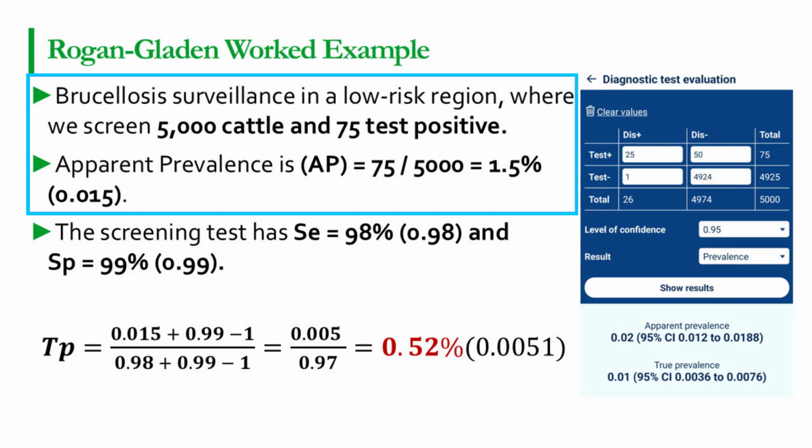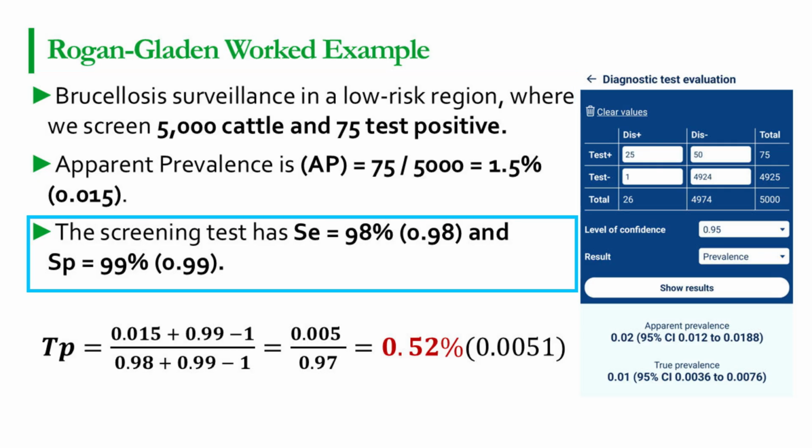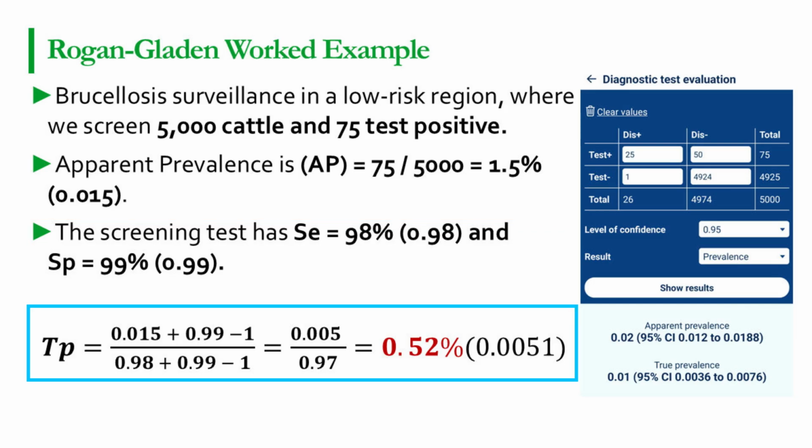5,000 cattle are screened and 75 test positive. Apparent prevalence is therefore 75 divided by 5,000, equals 1.5%. The screening test is strong but not perfect: sensitivity 98% and specificity 99%. Applying Rogan-Gladen, the true prevalence is 0.52%, not 1.5%. That is a major correction driven largely by false positives accumulating in a large, low-prevalence population.